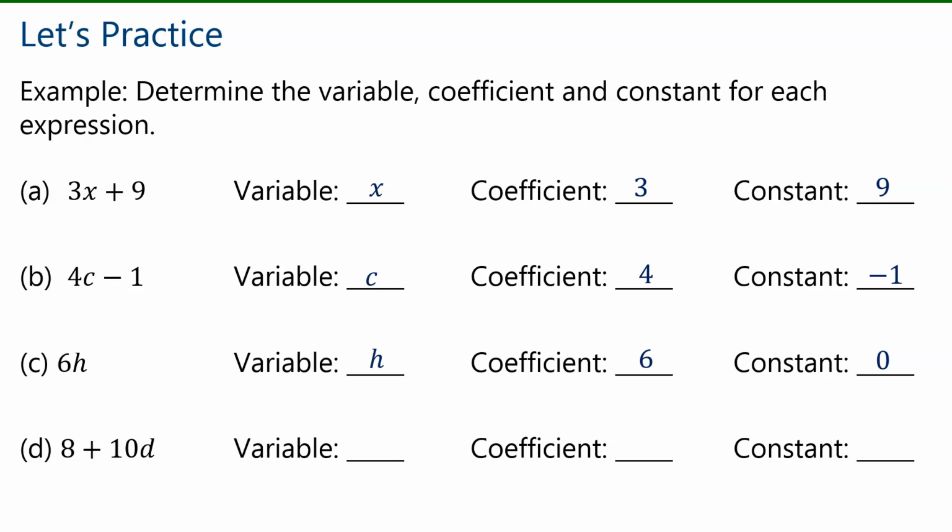Now in D, you'll notice that the variable is at the end now, which is d. The coefficient is not 8. A lot of times it is the very first number that you see in the expression, but always look for the coefficient as the number that's directly in front of the variable. In this case, it is 10. And 8 would be the constant.